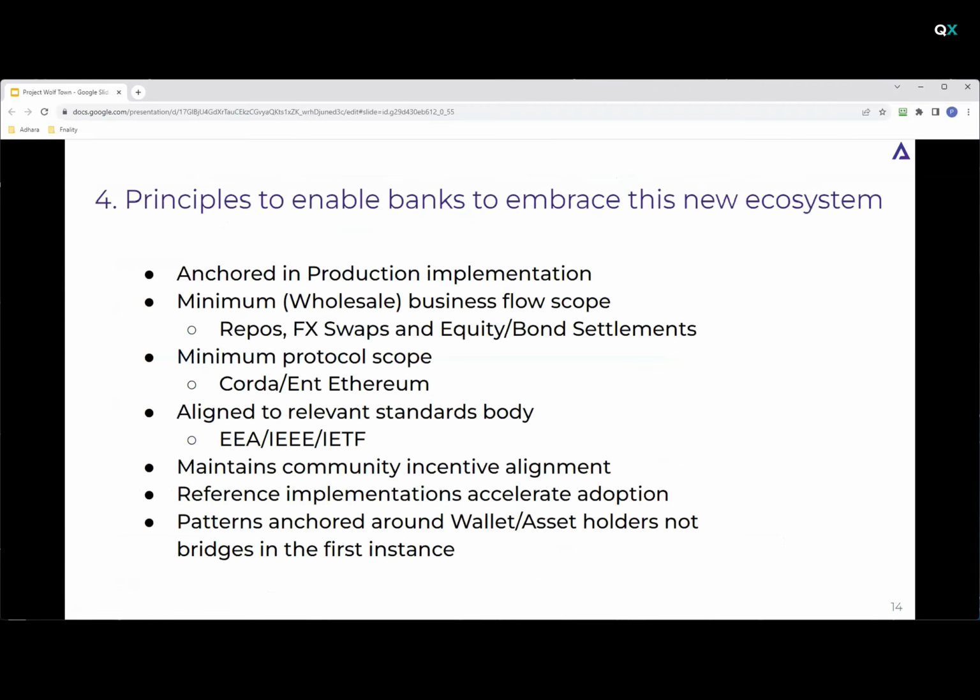Cool. Hi, thanks, Pete. All right, so as Pete briefly mentioned, we'll talk about some principles that we use to guide how we do both community involvement as well as some of our products that really enables banks to adopt this new ecosystem, or really helps them along the path.